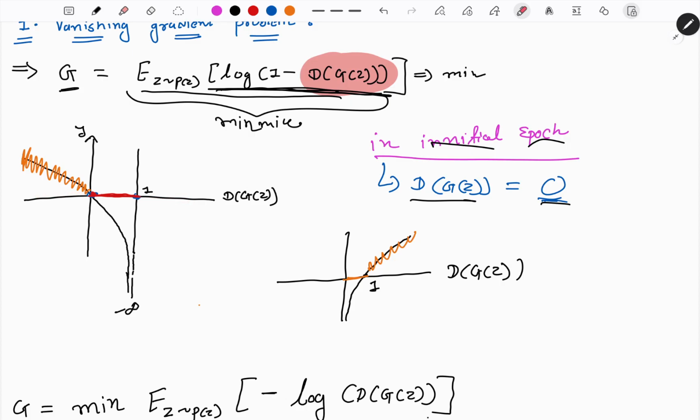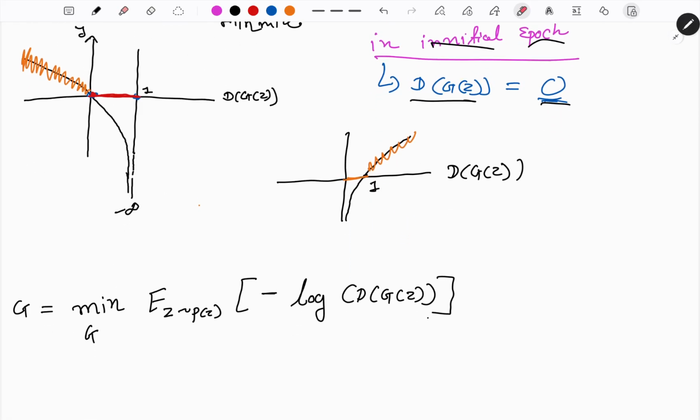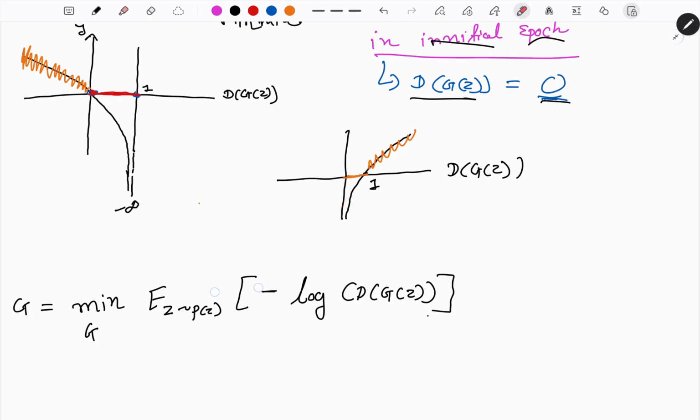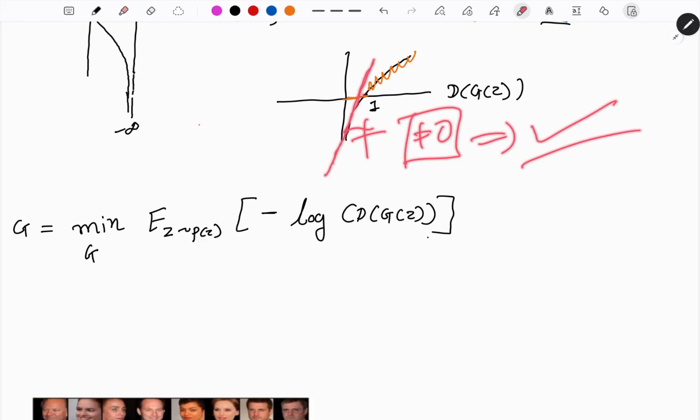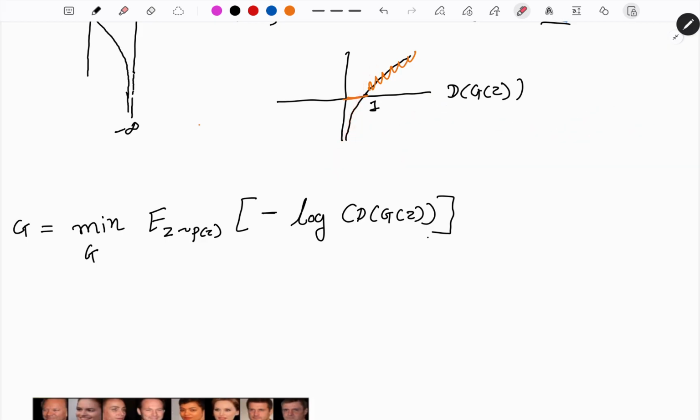So to solve this particular problem, instead of these we are introducing this: minimize this particular loss function. If you look, the initial slope is not equal to 0, so the weights update happens and everything goes fine. So this is the vanishing gradient problem in our GAN.